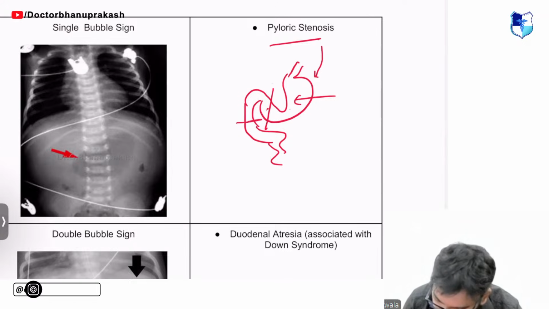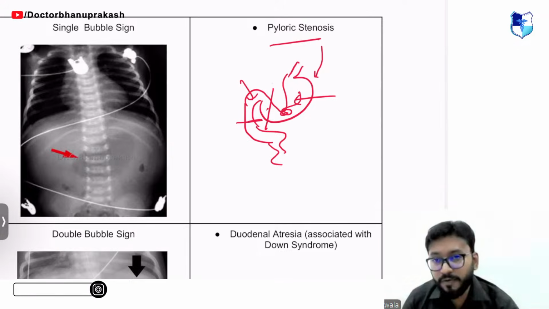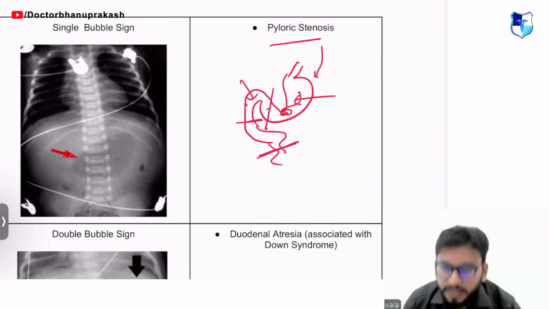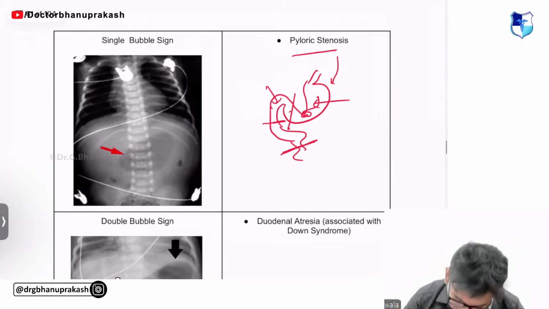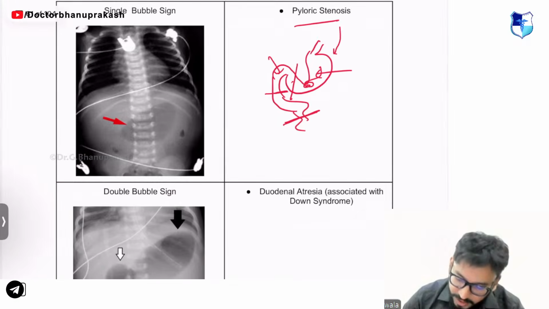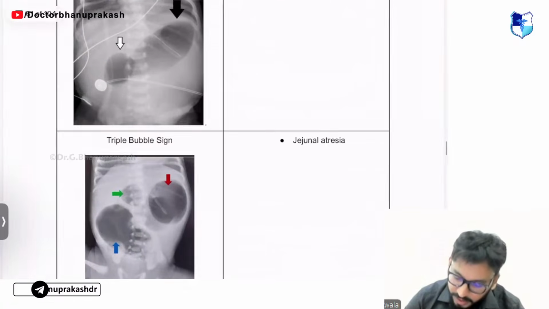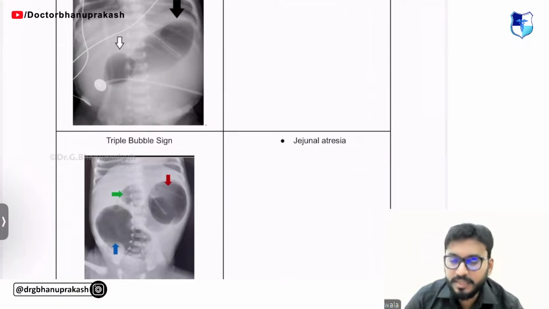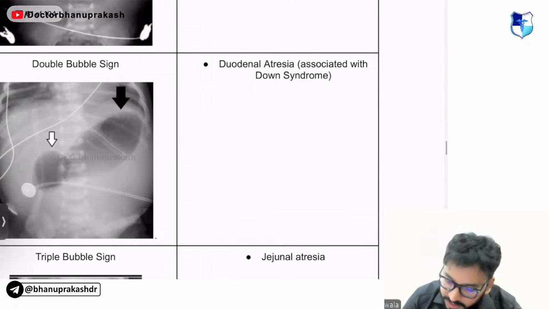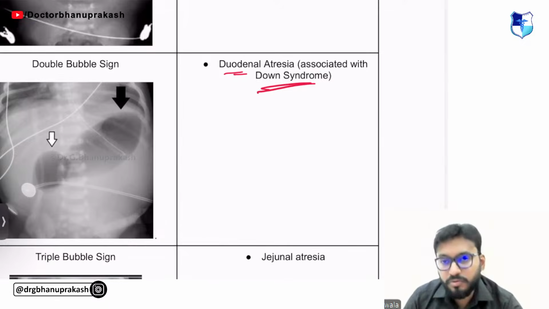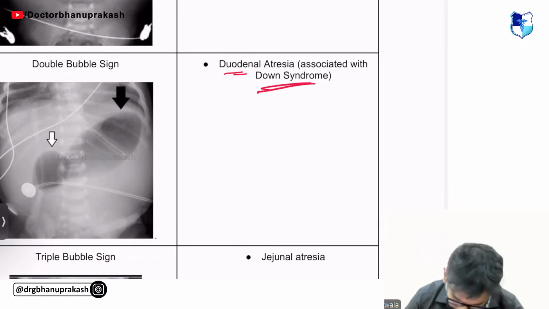Any problem of the duodenum will give you two bubbles, one of the stomach and one of the proximal part of the duodenum. This is your duodenal atresia, two bubbles. Then third in line is jejunum. Any jejunal atresia will give you three bubbles. So single bubble is in pyloric stenosis, double bubble is seen in duodenal atresia, and triple bubble is seen in jejunal atresia. Remember, guys, a very important point that is asked in pediatrics, medicine and radiology also: duodenal atresia is associated with which syndrome? The answer is Down syndrome.